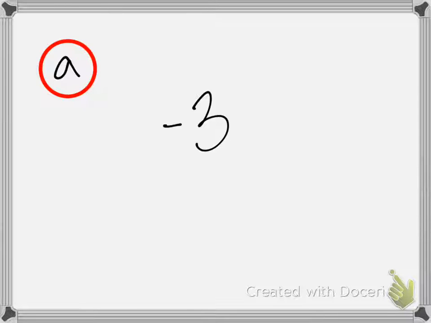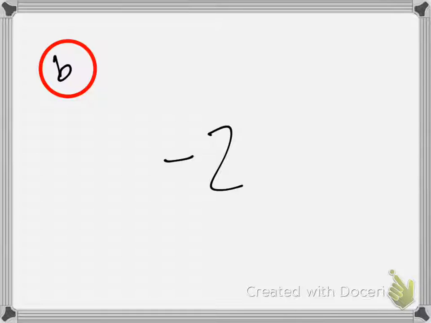-3. Exactly. Now this one just sounds a little bit weird, but what is the opposite of -2? Oswaldo? Yeah, -2. Exactly. Because what's the opposite of -2? 2. And then what's the opposite of that? -2. It's just a trick question.